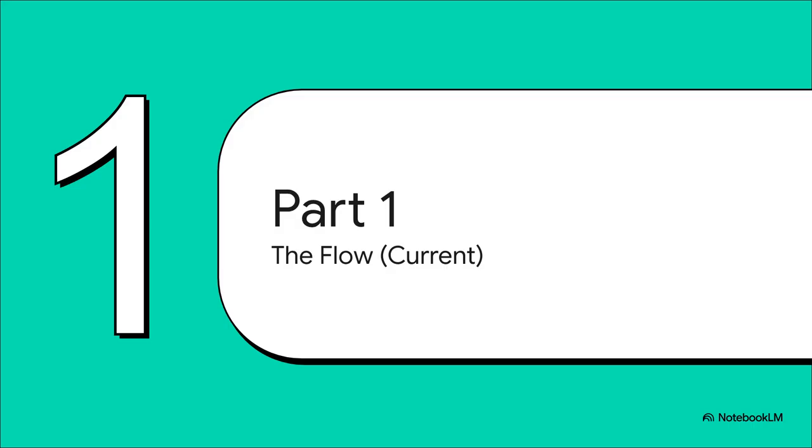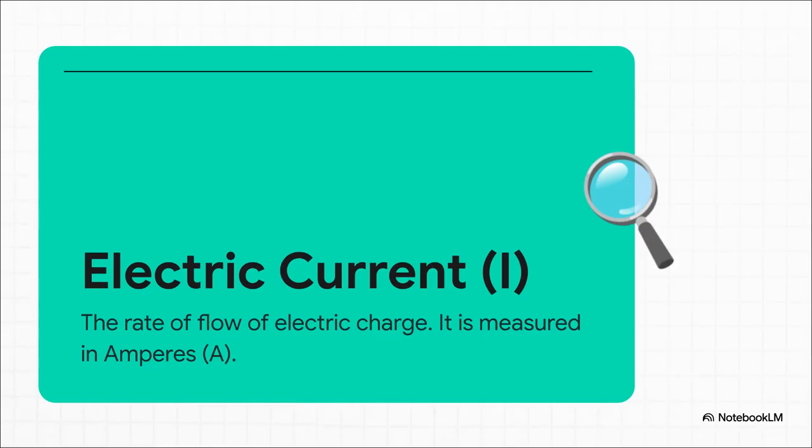Okay, first things first. We've got to understand the river itself. So for part one, let's talk about the flow, which, in the world of physics, we call the electric current. So what is it exactly? Well, electric current is basically the rate of flow. It's not just that charge is flowing, but how much charge is zipping past a certain point every single second. Kind of like counting how many cars pass a spot on a highway in 1 minute. And the unit we use to measure this flow is amperes, or you'll usually just hear it called amps.